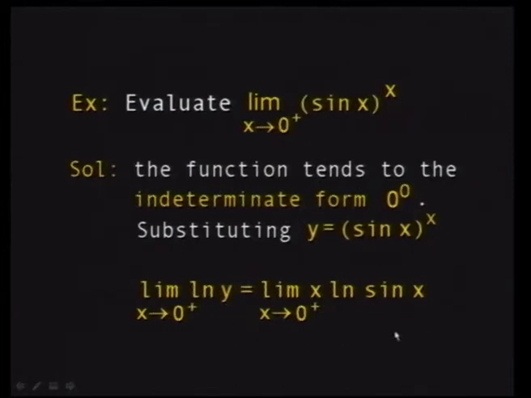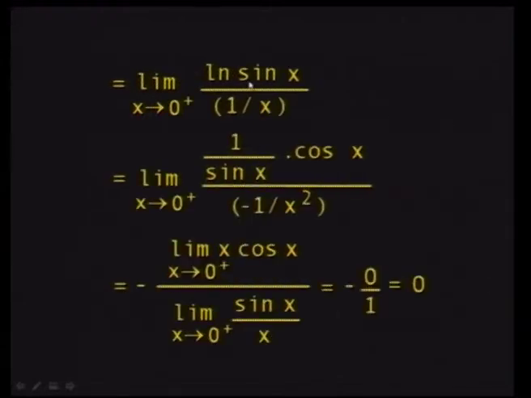First of all, we have to calculate this limit. When x tends to 0, you get infinity times 0. So we have to put it in a form which is amenable to L'Hopital's rule. If you put it in this form, ln sine x over 1 over x, now you can apply L'Hopital, because you get infinity over infinity. So you differentiate here. The derivative of ln sine x is 1 over sine x times the derivative of sine, which is the cosine.